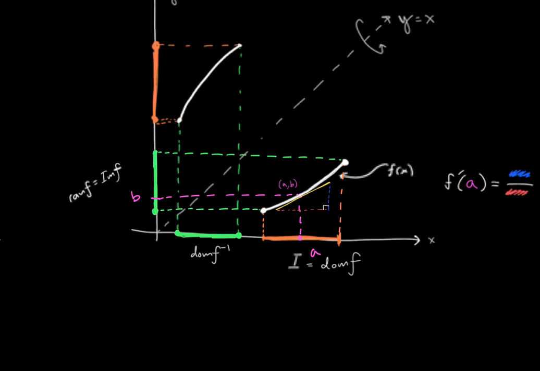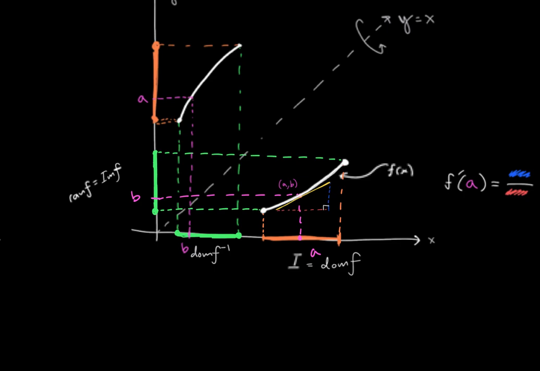I want to figure out what f inverse prime of b is. Okay, so notice, where does b get mapped to? So here's b on the x-axis. Here's a on the y-axis. So f inverse takes in b and outputs a.